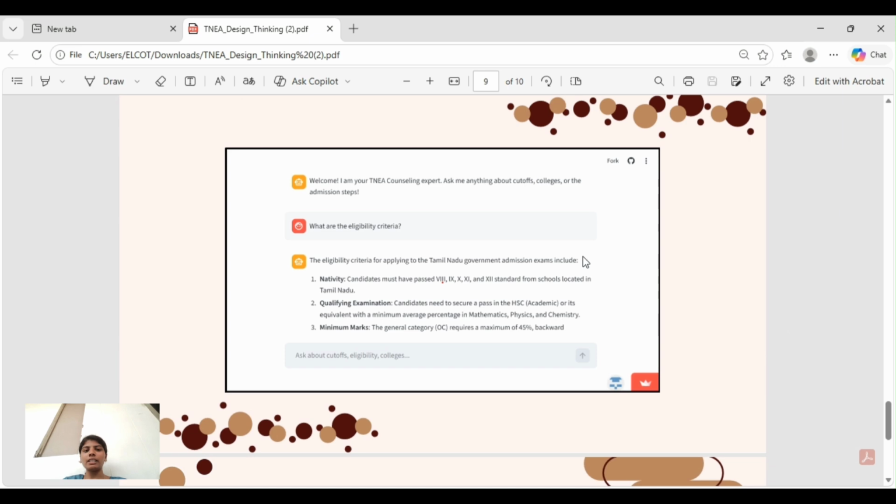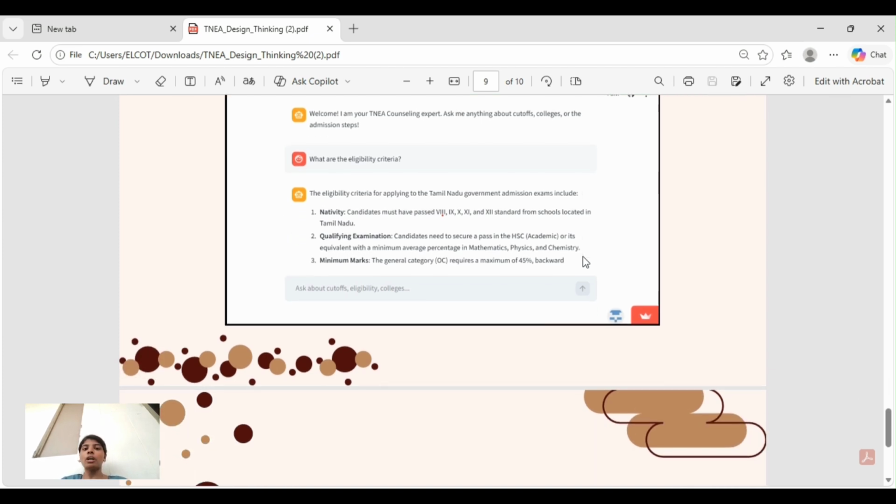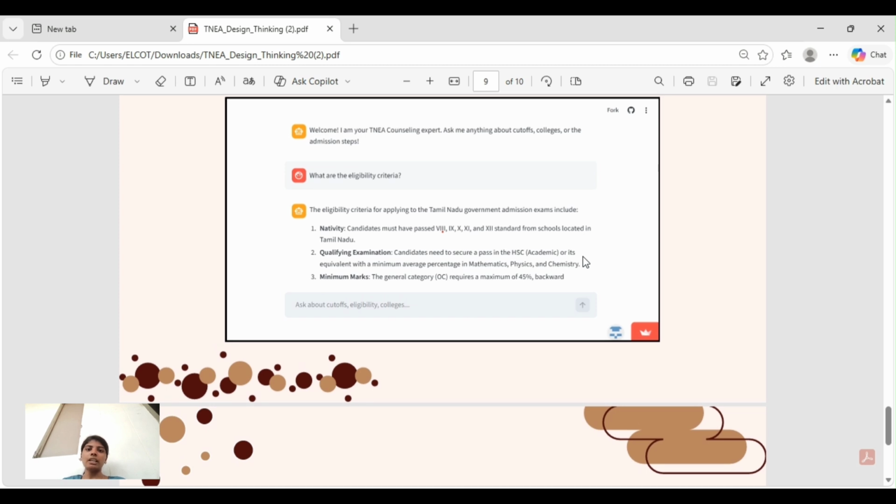Here, we have attached the simple output of our TNEA Counseling Pro. Here, as a sample, we have asked what are the eligibility criteria for the TNEA counseling process. It has given the answer. So, like this, the chatbot will work efficiently based on the given queries. It will give the answers.